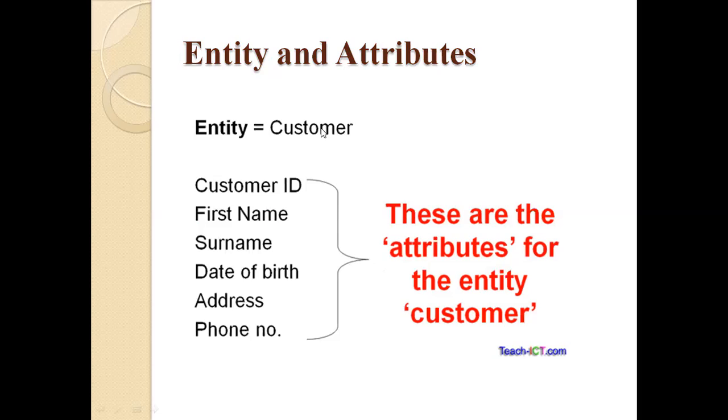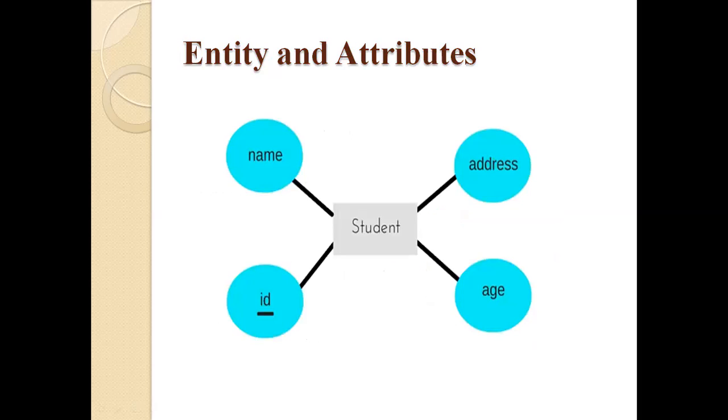Okay, if you see one more example, student. What is a student? A student is an entity. This student has some attributes or characteristics. What are the characteristics or attributes of a student? A student has a name, ID, age, and address. Right. So this is an entity, and these are the attributes. ID, name, address, age are the attributes.